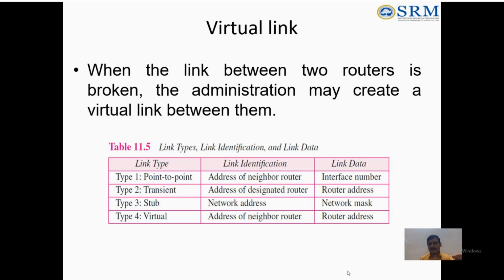This table states the link type, the link identification and the link data. For point-to-point, the link identification holds the address of the neighbor router, the nearby router information, and the link data uses the interface number. For transient, it is the address of the designated router, and the link data holds the router address. For stub, it is the network address, and the link data holds the network mask. For virtual, it is the address of the neighbor router, and the link data holds the router address.